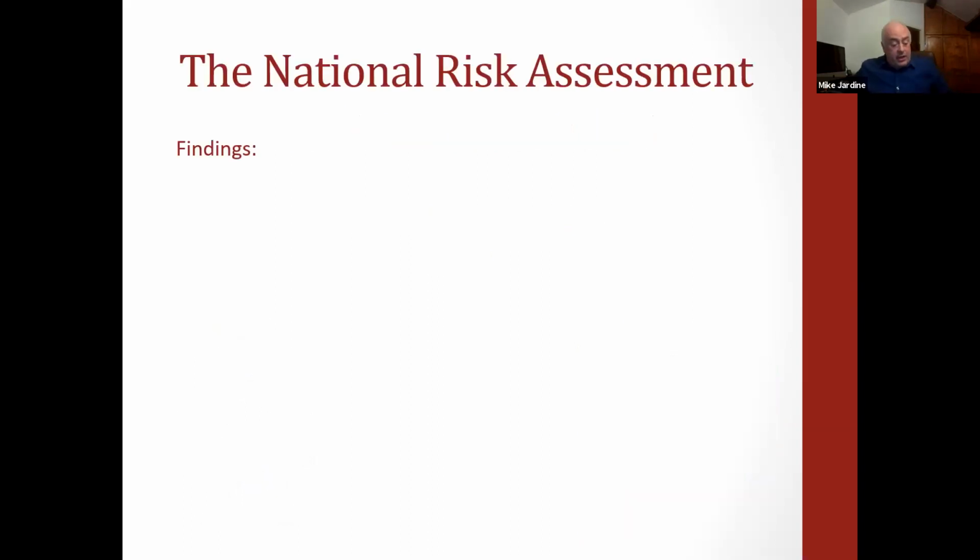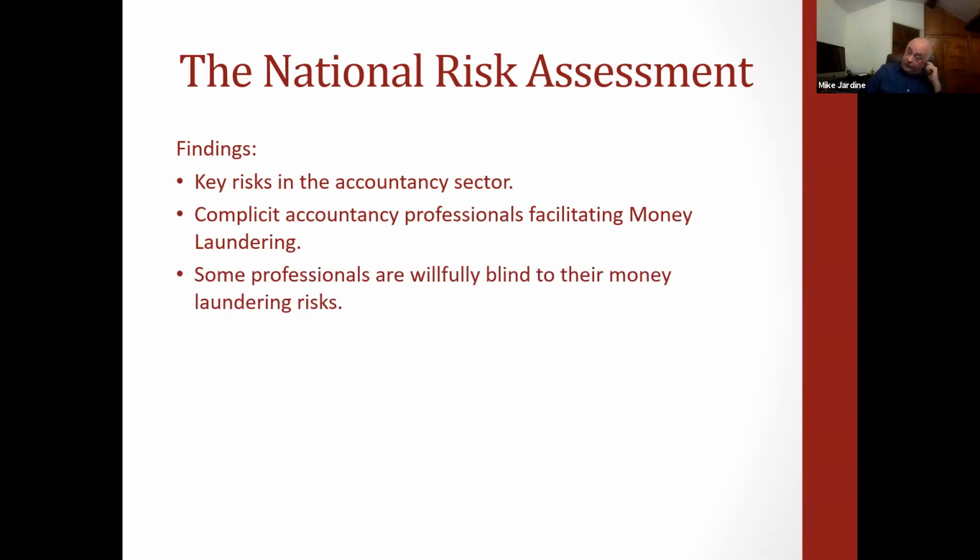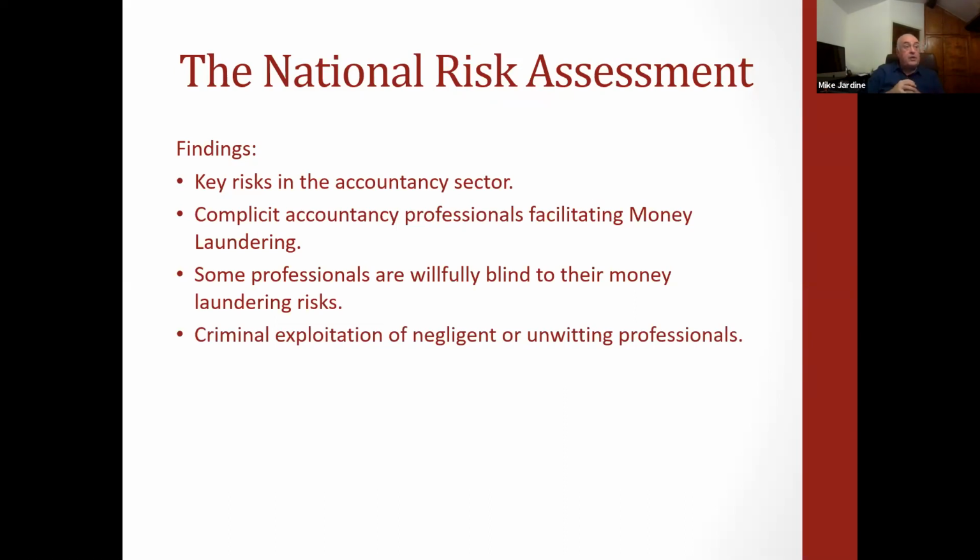So each year there's a national risk assessment produced by the Home Office and the Financial Conduct Authority. Everybody has a little bit of a say in this, and in their findings in relation to risk, they say that there are key risks in the accountancy sector, and that complicit accountancy professionals are facilitating money laundering, knowingly getting involved in money laundering for whatever reason, usually a monetary value to themselves. But some professionals are willfully blind to their money laundering risks, and that is quite true in some of the inspections that I've done. Not a lot, but some people are blind to what their requirements are. Then there's the criminal exploitation of negligent and unwitting professionals. So not really understanding what you need to do, and being negligent in how you carry out your role as a bookkeeper, and some organised crime criminals will exploit that.